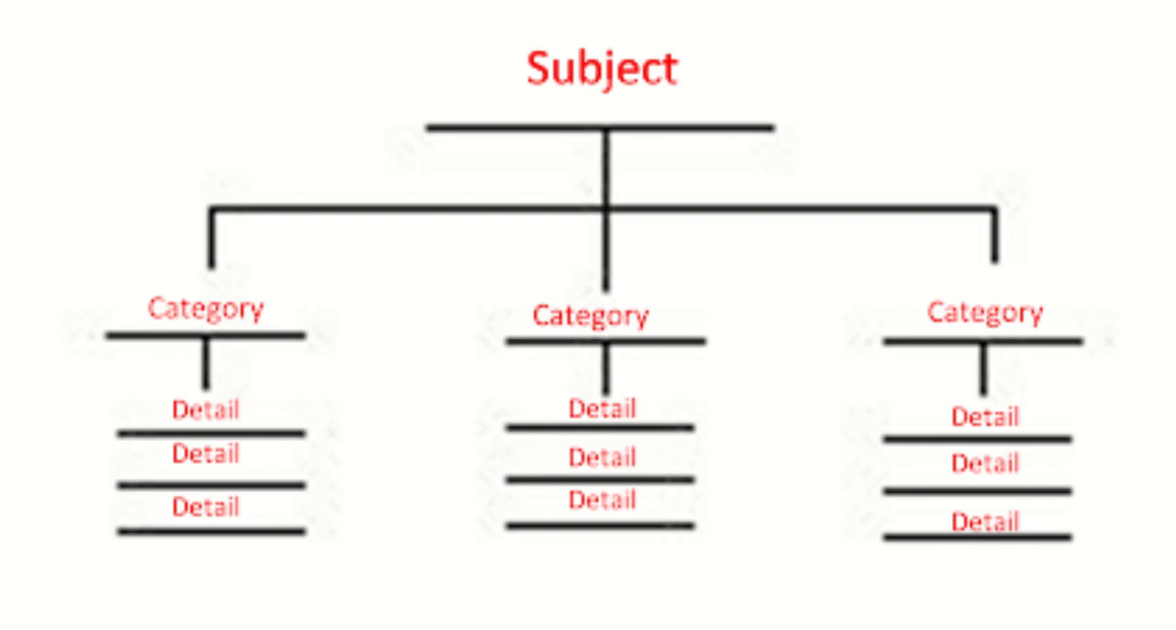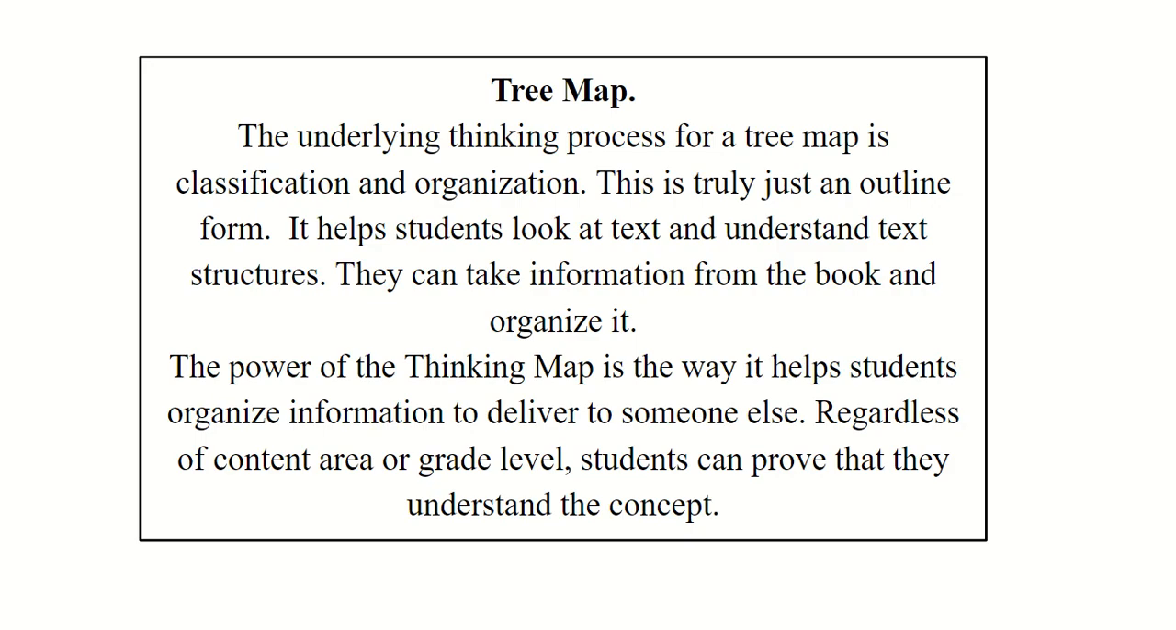So for example, today we're using this map called the tree map, and this is really for categorizing things. So the underlying thinking process for a tree map is classification and organization, and it really helps students take a look at the text and understanding text structures, organizing things, putting things into categories, and it really helps them understand information, put into categories, and really section things. And regardless of content area level, it can really help them organize their thinking.